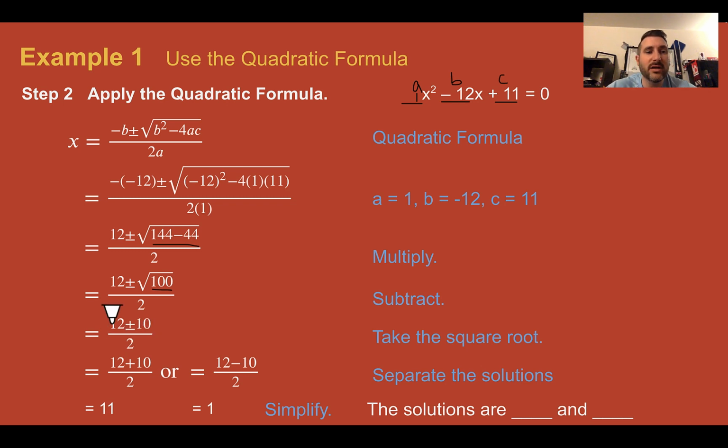Then I would separate 12 plus 10 over 2, or 12 minus 10 over 2. So 12 plus 10 is 22. 22 divided by 2 is 11. 12 minus 10 is 2. 2 divided by 2 is 1. So the solutions after all of that are 1 and 11. So I plugged in numbers, simplified it out, and got my answers.